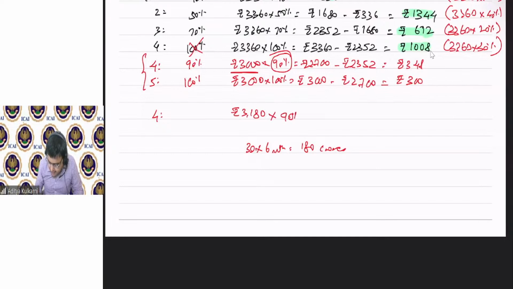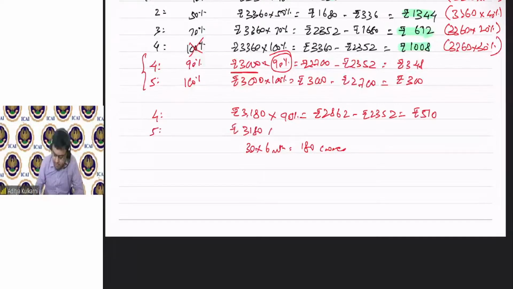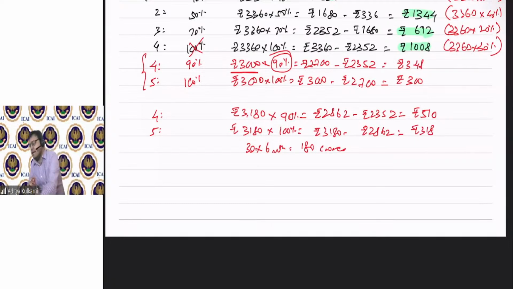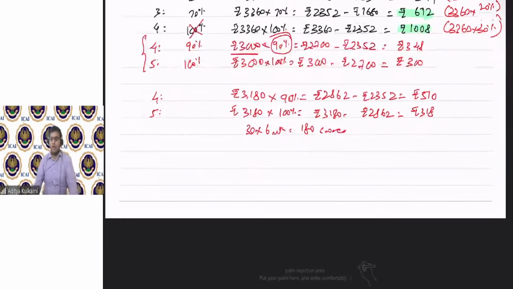So in year 4, you will now say that I'm not able to complete it. So 3,180 into 90%. So this is Aditya's query. So 3,180 into 90%, you will book a revenue of 2,862 cumulatively minus 2,352 minus 2,000. Then it will be 3,180 into 100%, 3,180 minus 2,862. So 3,180 minus 2,862, you will book a revenue of 318 crores. Are we clear with how the variable consideration is going to get accounted?